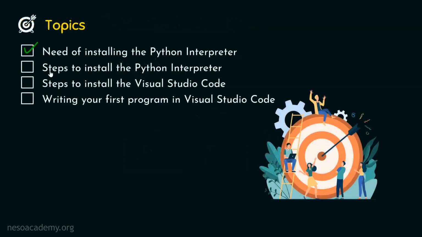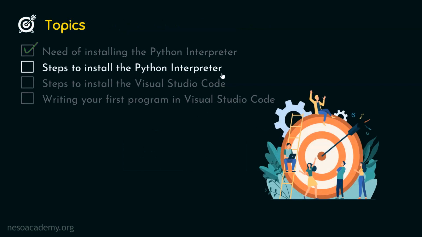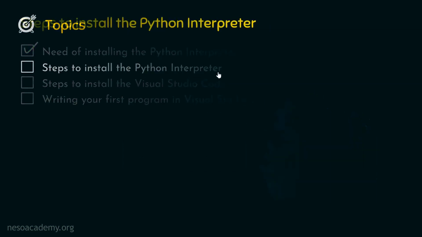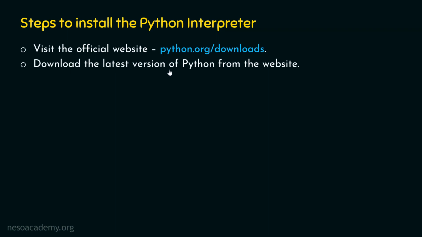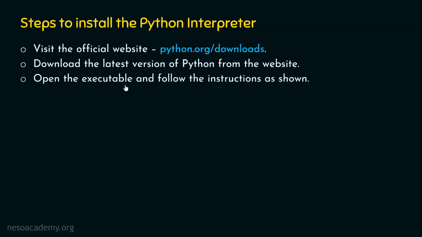Let's see the steps to install Python interpreter on our computers. We need to follow the following steps. The first step is to visit the download section of the official website, which is python.org/downloads. Then we need to download the latest version of Python from the website. And finally, we need to open the executable and follow the instructions as shown. After following all these steps, we'd be able to install Python on our computers.